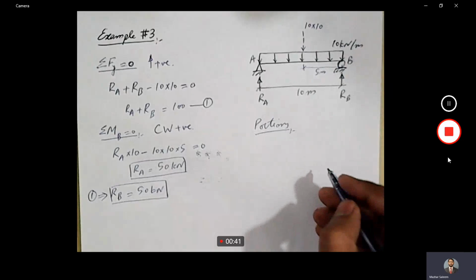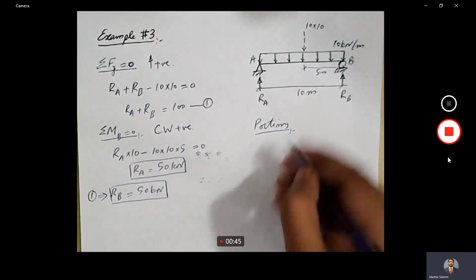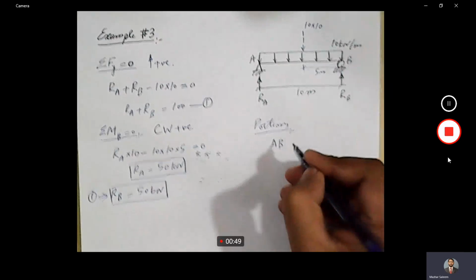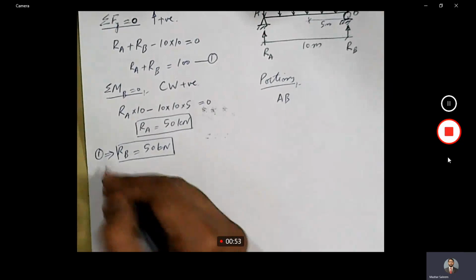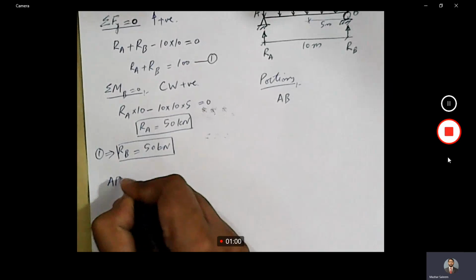All right, so let's move on. So we have only one portion AB here. Now let's consider this portion, draw its free body diagram, and then write down the equation for shear force and bending moment. So portion AB.